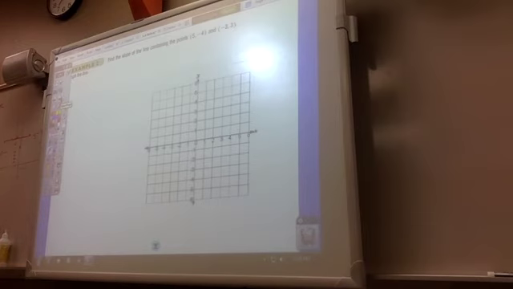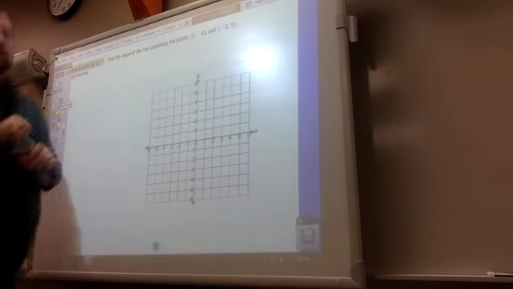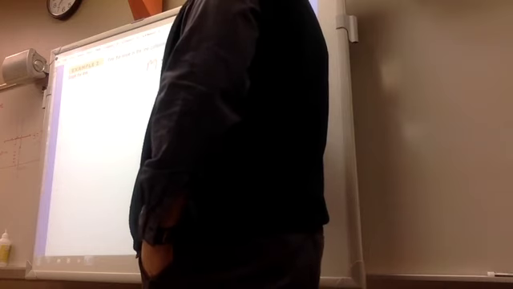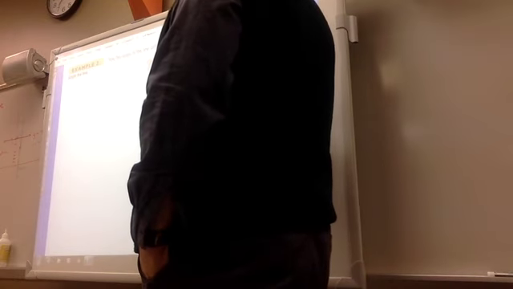All right, try these. Try this one. All right. Let's see if you can do this one. Same thing. Using that equation, m is equal to y2 minus y1 over x2 minus x1.